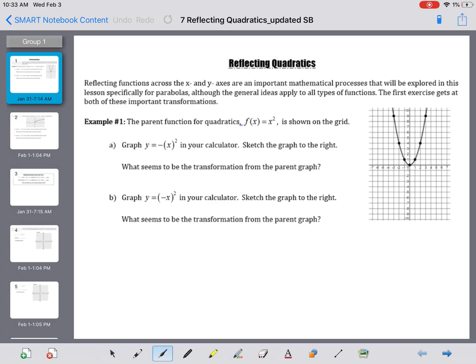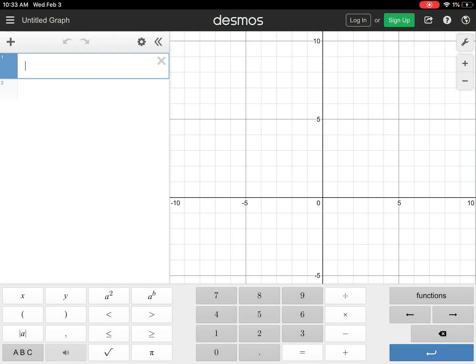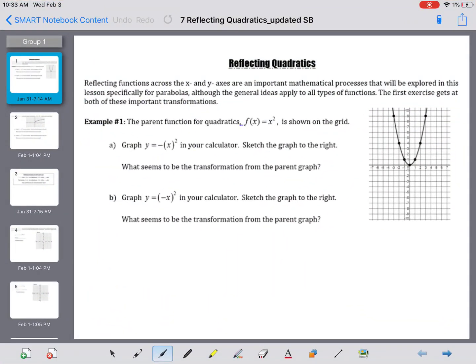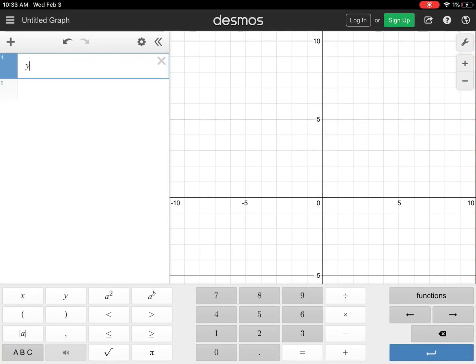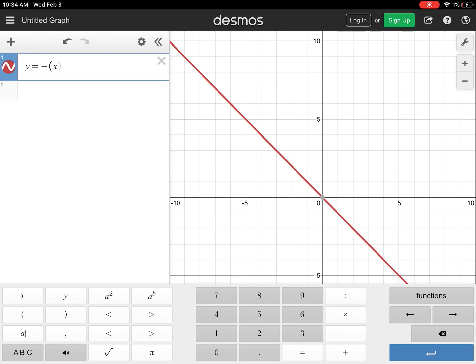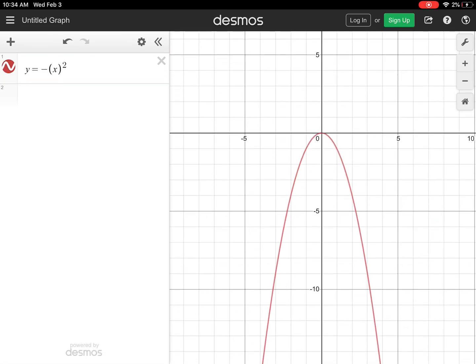So we're going to graph y equals negative x squared in our calculator and then sketch the graph to the right. So I'm going to go to Desmos and type in y equals x squared. Yes, that's the parent function. Now y equals negative x squared. And there is what our function looks like.